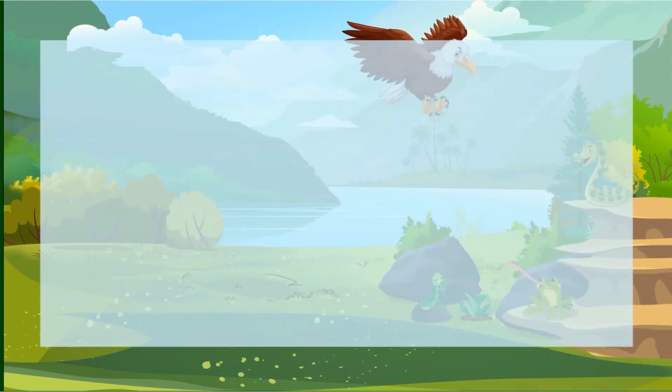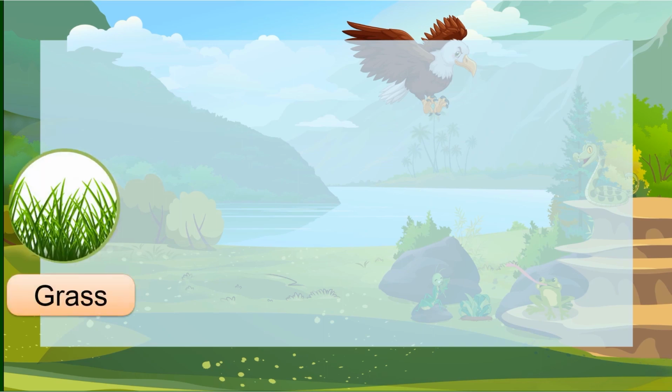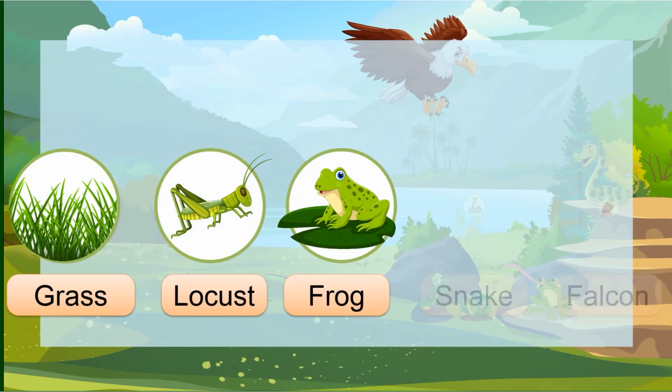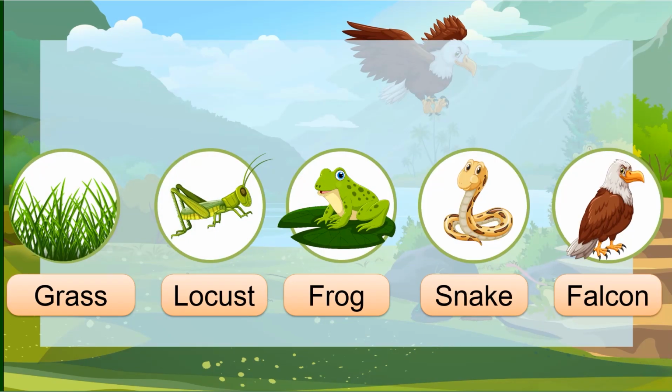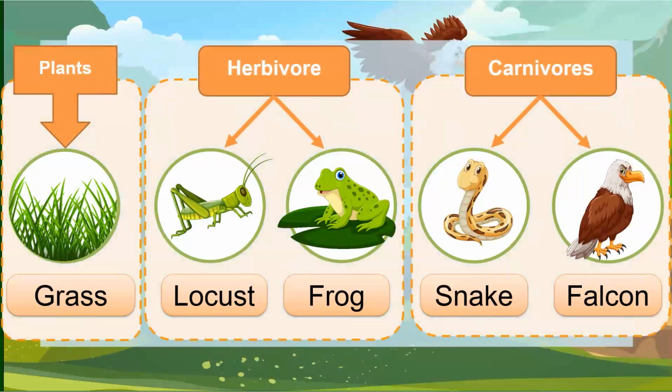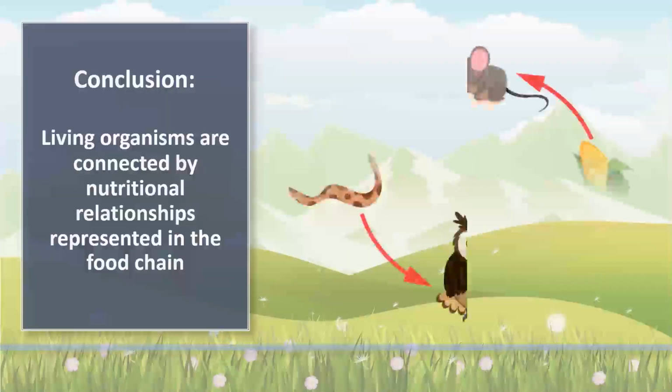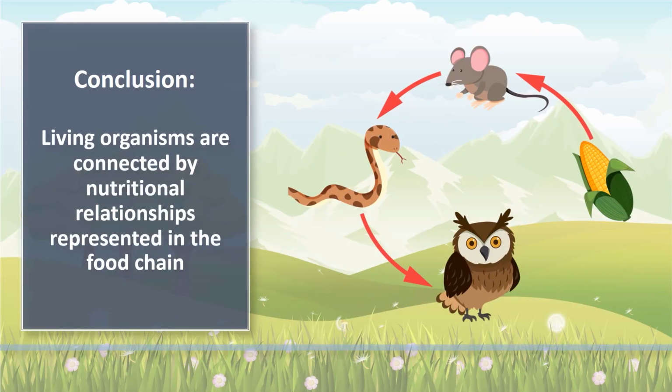The food chain usually begins with plants, then herbivores, and lastly carnivores. The food chain is represented by the arrows. Conclusion: living organisms are connected by nutritional relationships represented in the food chain.